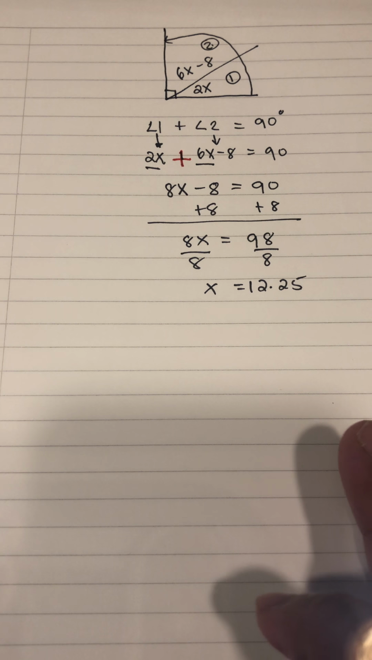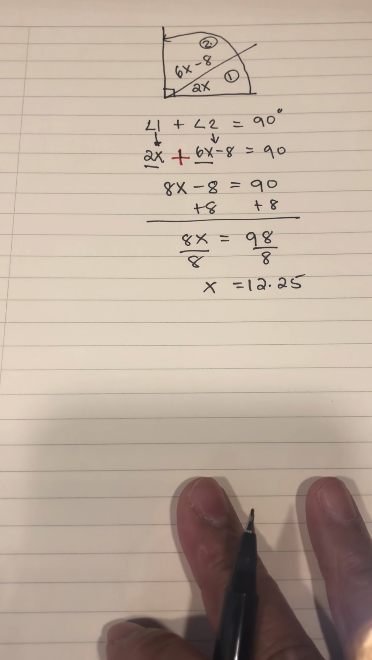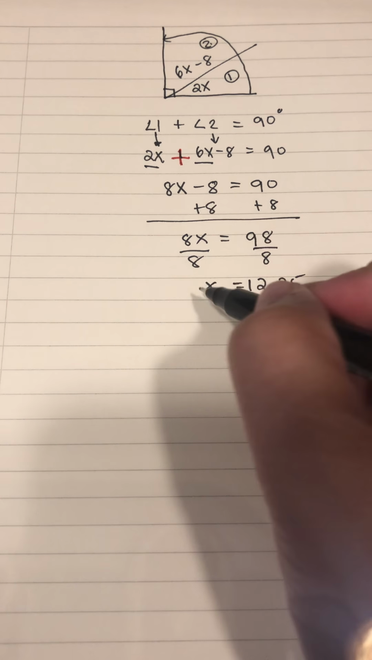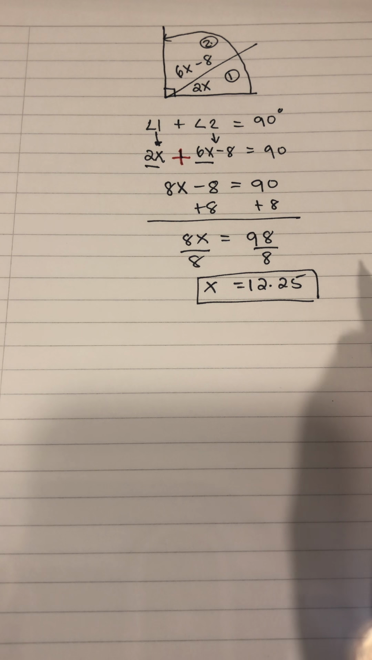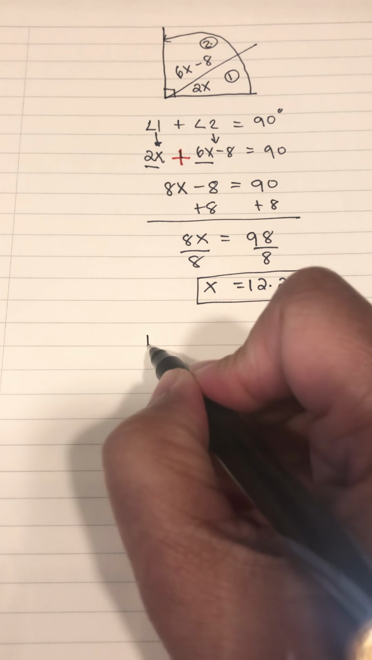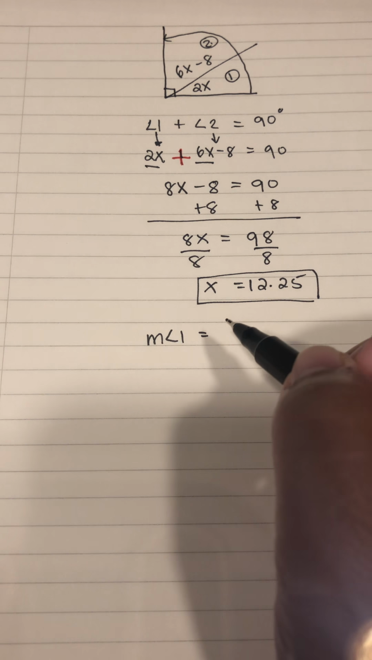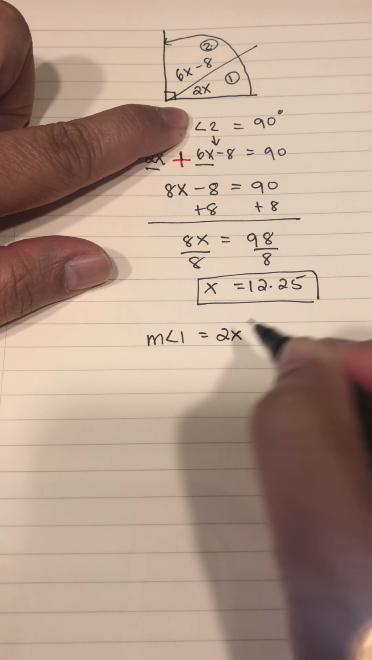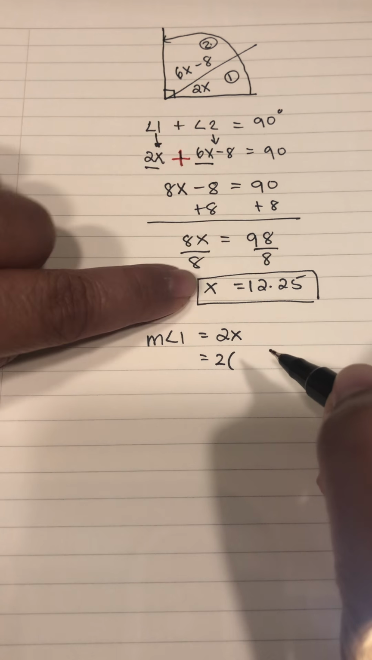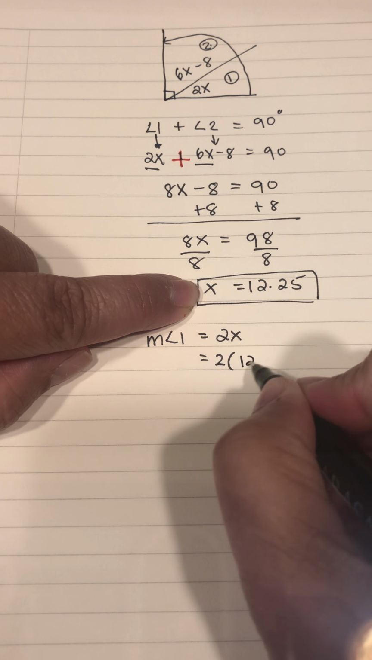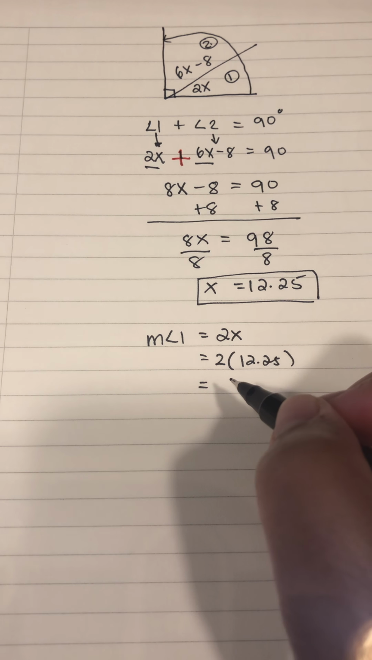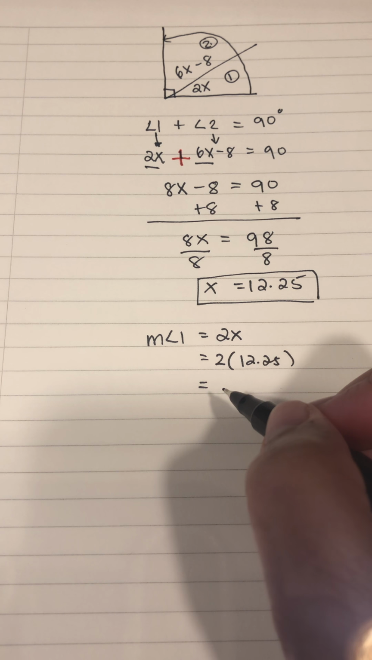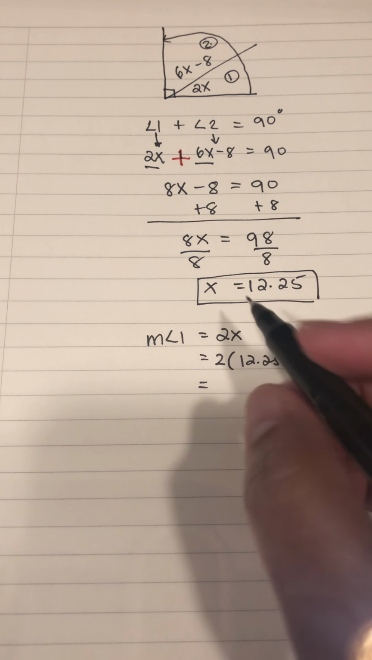Okay? So now, again, if this is a test and I say just solve for x, then you're already done. This is your answer right here. But if I ask, what is the measure of angle 1? The measure of angle 1 is 2x. So 2 times what is our x value? 12.25. So that means the measure of angle 1 is 24.5.